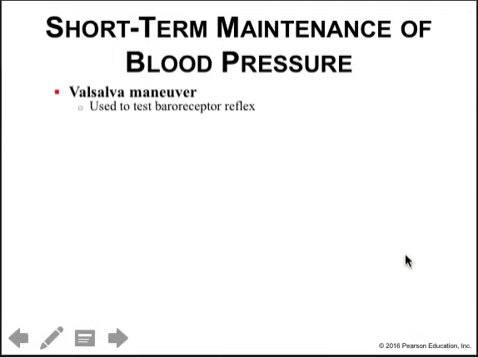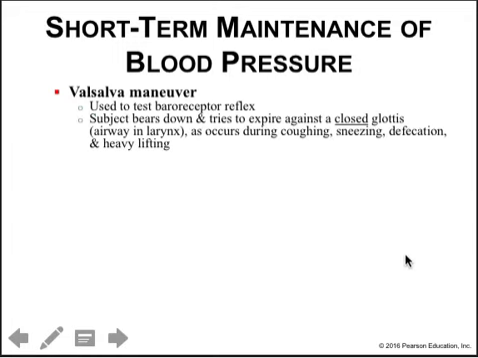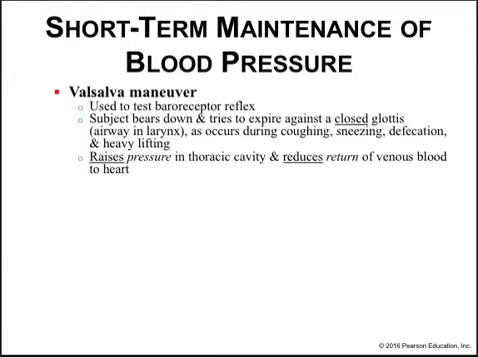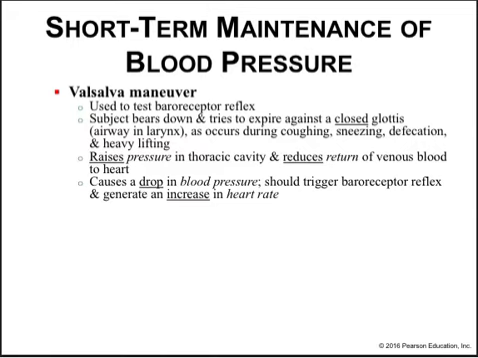The Valsalva maneuver is used to test the baroreceptor reflex. The subject bears down and tries to expire against a closed glottis. This occurs in coughing, sneezing, defecation, and heavy lifting. It raises the pressure in the thoracic cavity and reduces the return of venous blood to the heart and causes a drop in blood pressure. This should trigger the baroreceptor reflex and generate an increase in heart rate.